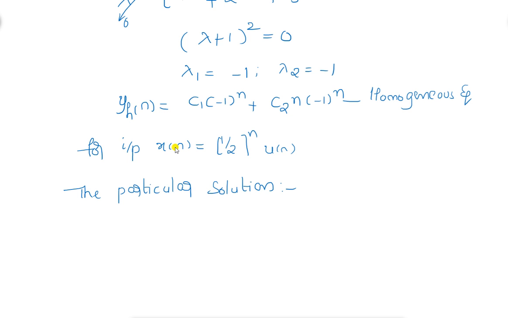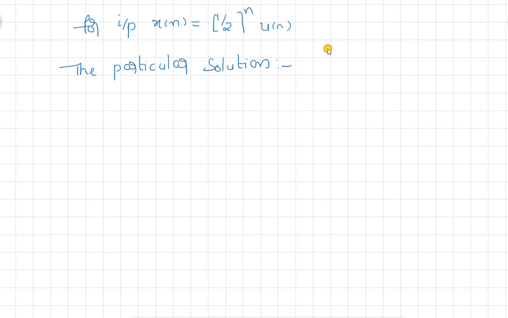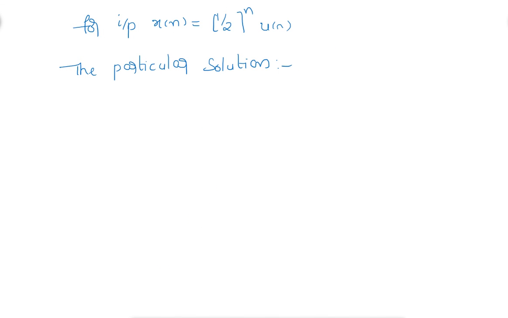We have different types of inputs, and for different inputs there are different forms of the particular solution. Now I am going to discuss those inputs. This is x of n, the input signal, and this is yp of n, the particular solution, or particular form.